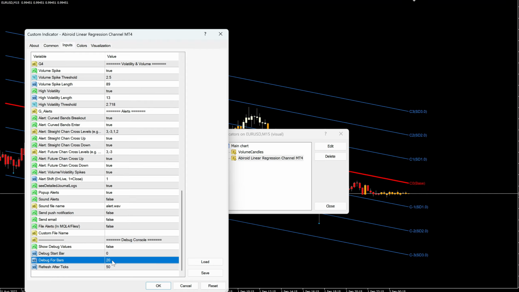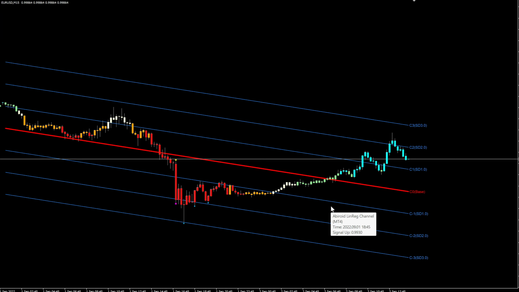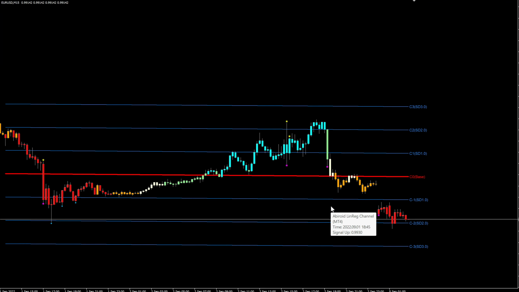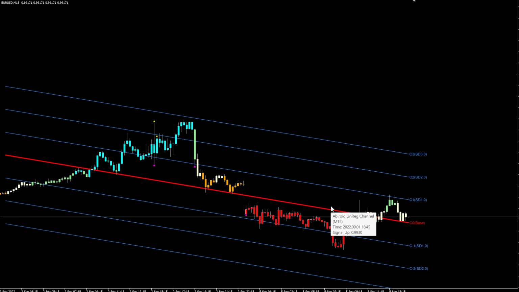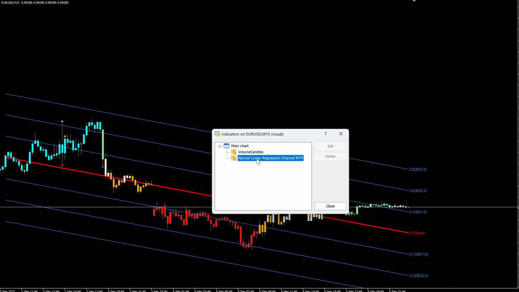You can use the show debug values to see all the buffer values for the start and debug for bars. And this is the refresh after ticks. So this is just for performance. Like if you set it to 50, price will change these bands every 50 ticks or so. So if you set it to something like 1, that will happen every single tick. So for performance reasons, if you're not interested in every single tick, just set that to 10 or 20.